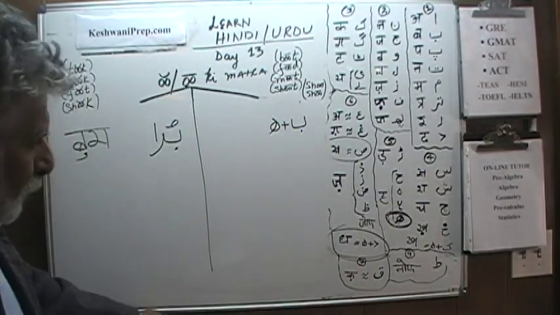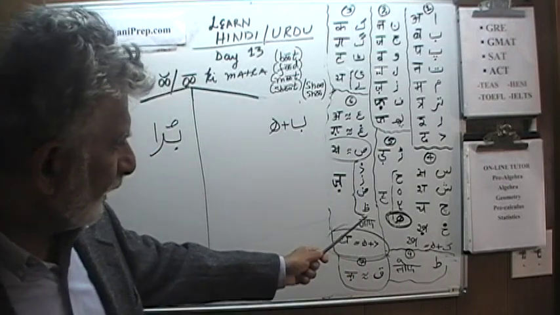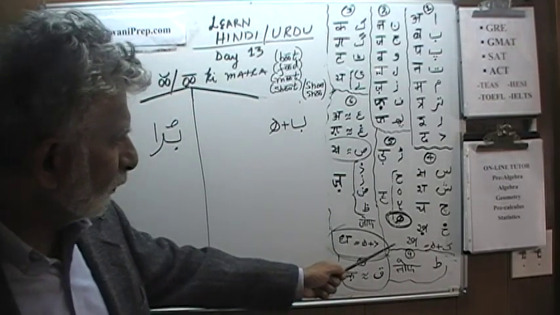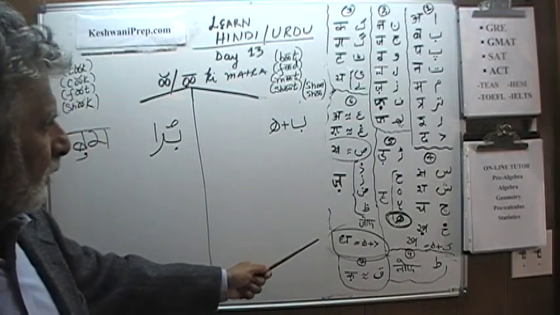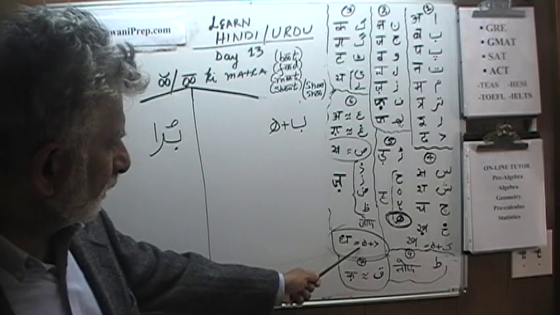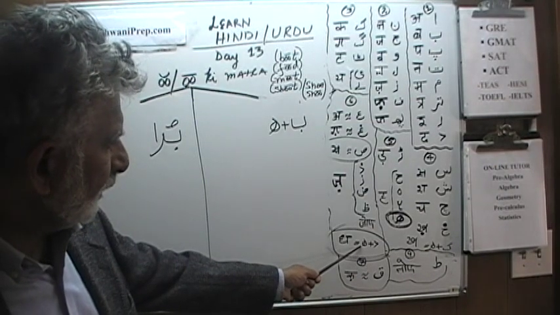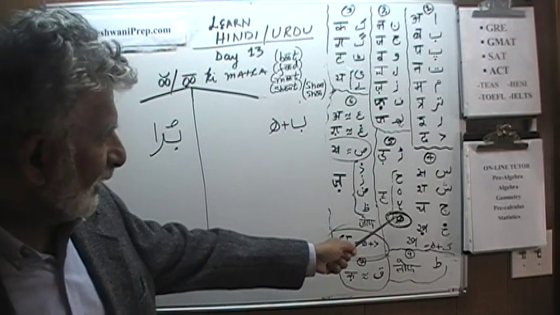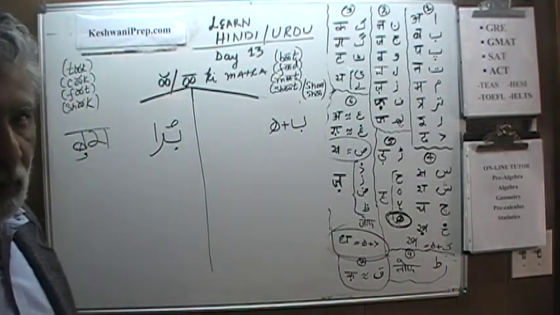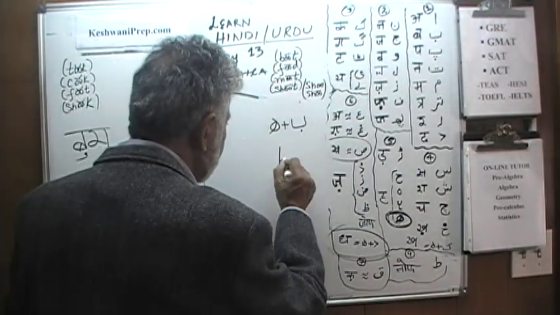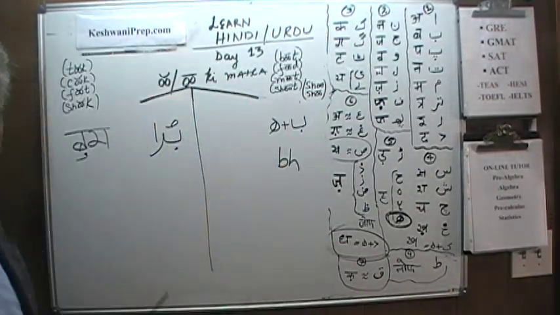Do chashmi hay, because we are about to make bh. So where did the do chashmi hay go? I always lose track of it. Right there is the do chashmi hay. That's the hay we need to convert b into bh. If, for example, in English, you want to write bh, you will write B and H. That's the same thing we do in Urdu.